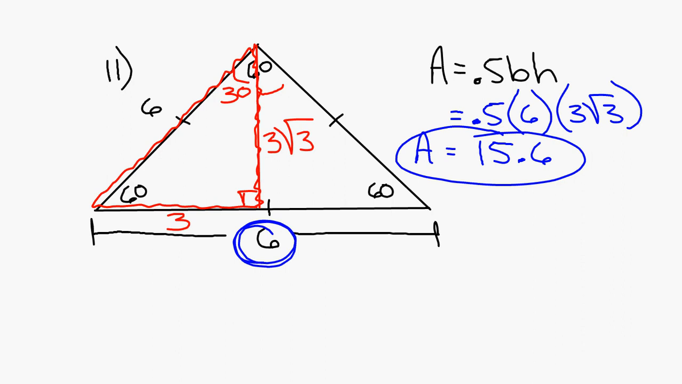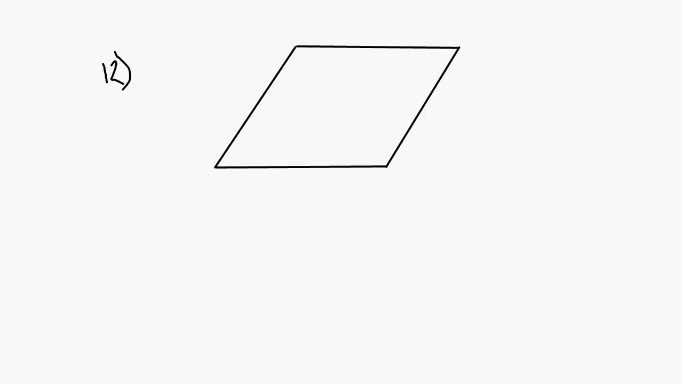Number 12. A sign is in the shape of a rhombus with a 60-degree angle and sides of 12. Find its area to the nearest tenth. A rhombus, that's just a pushed over square, meaning all the sides are the same. All the sides in this case are 12. Forms a 60-degree angle here.